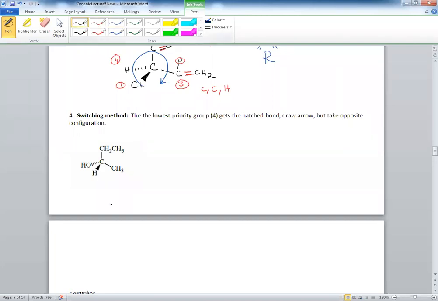So in this case, if we assign priorities, the O is going to be number 1. Then comparing between these two, you need to find the tiebreaker. The C here is attached to 2 H's and the C, so that would be C, H, H. And this one is just simply attached to 3 H's. So this one would win. That would be 2, this would be 3, and that would be 4.